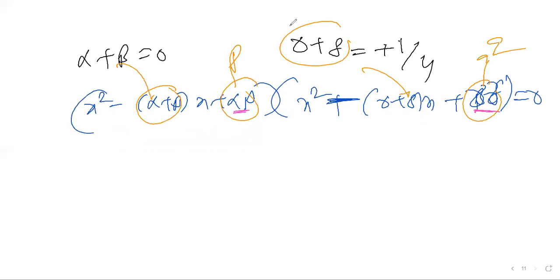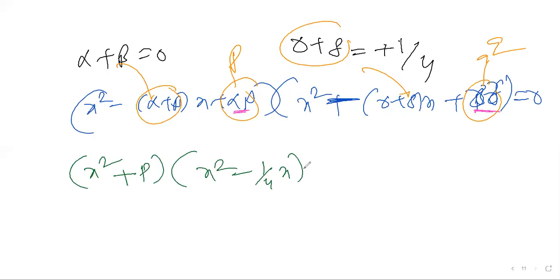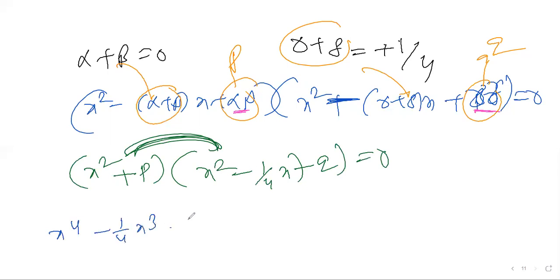So what I have to do: x square, I don't want to touch, plus p; x square plus 1 by 4 into x plus q is equal to 0. These two equations you multiply, you'll get a fourth order equation. I'm writing the fourth order equation directly: x power 4 plus 1 by 4 x cube minus 27 by 8 x square plus 3 by 4 x plus 9 by 8. This is our question.